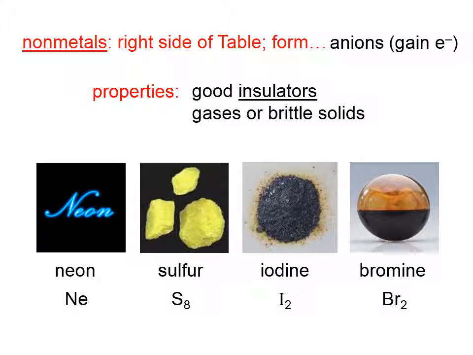So all of these are nonmetals. The noble gases are, of course, gases, and we have a couple of brittle solids that are shown here, sulfur and iodine. And then there is one nonmetallic liquid at room temperature, and that would be bromine.